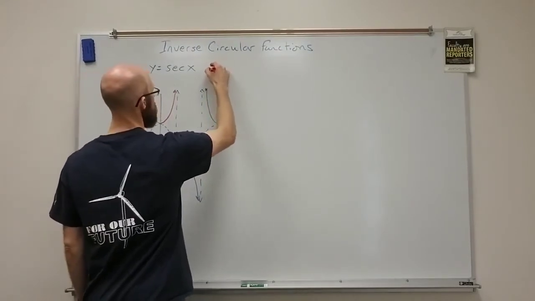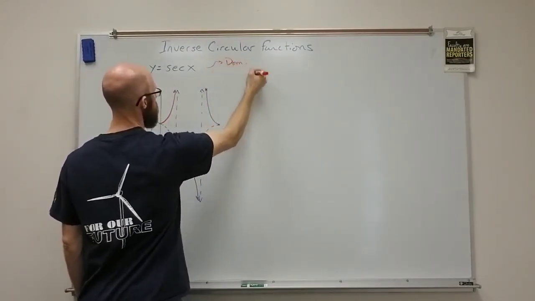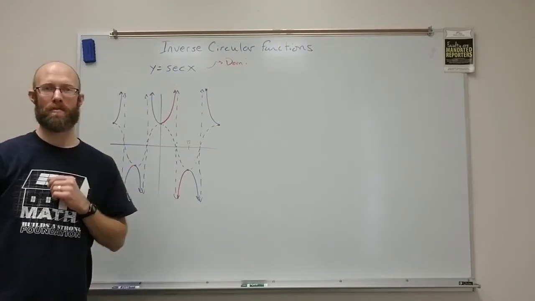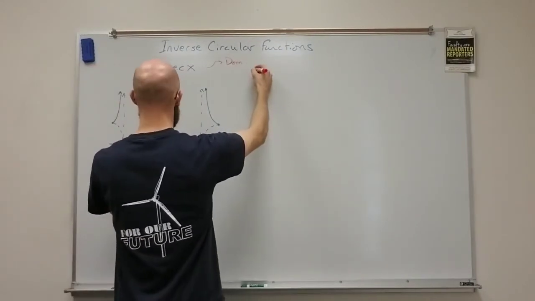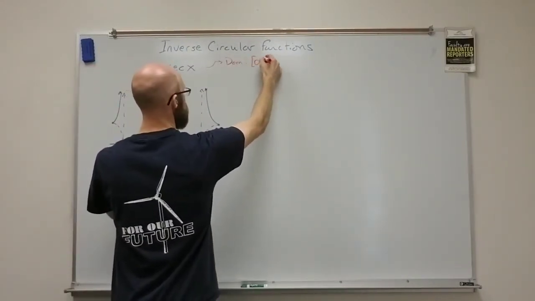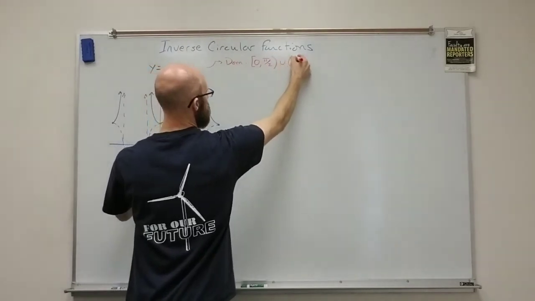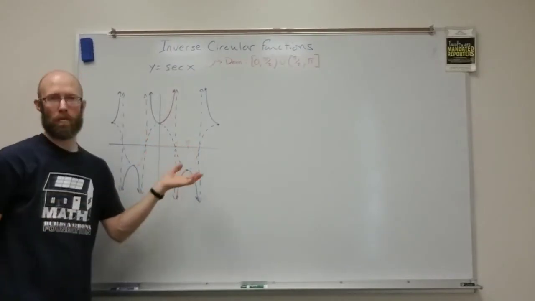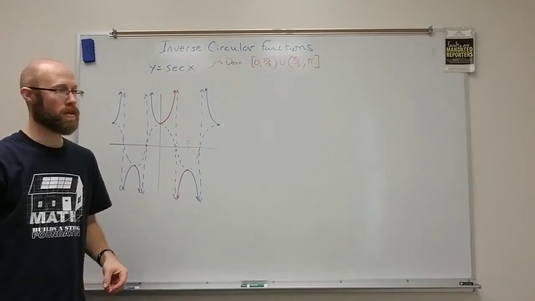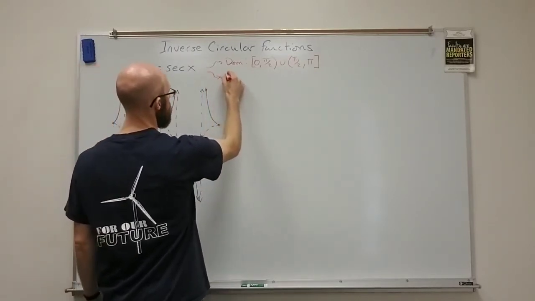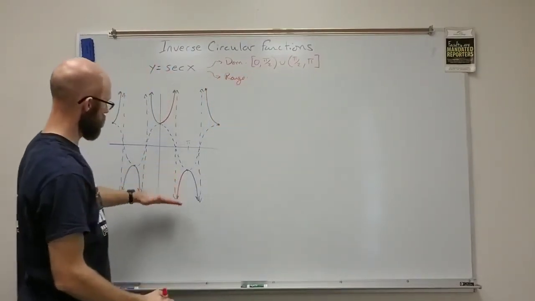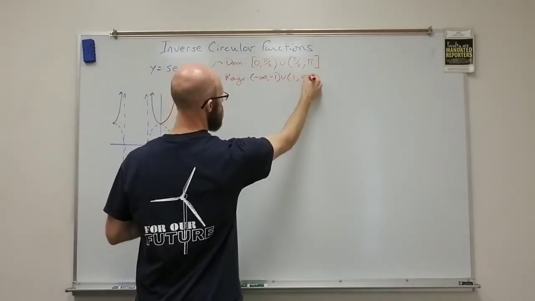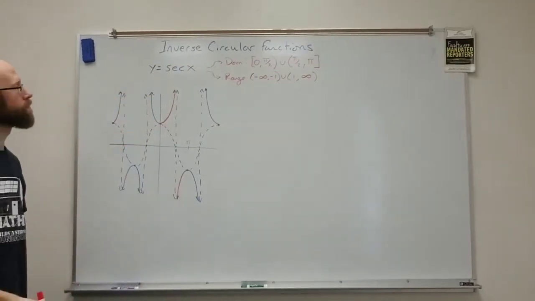And the corresponding domain is going to be from 0 to pi over 2 and then pi over 2 to pi. I won't make the same mistake I made with the cosecant. So it's the interval from 0 to pi over 2 and then from pi over 2 to pi. Again, it's from 0 to pi, but then we've got to pull out that pi over 2 because that's where the vertical asymptote runs. And then the range is going to be negative infinity to negative 1 and 1 to infinity to get that top portion.